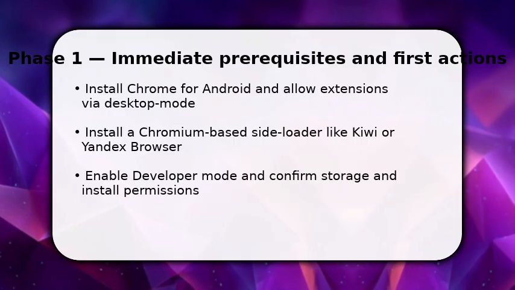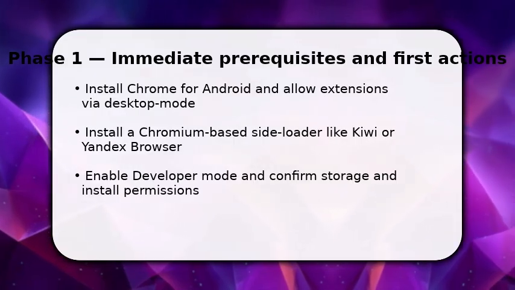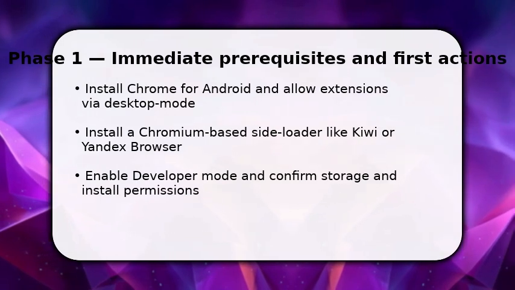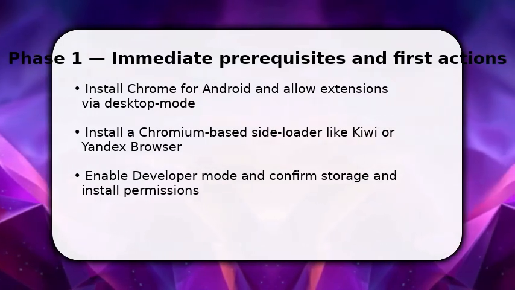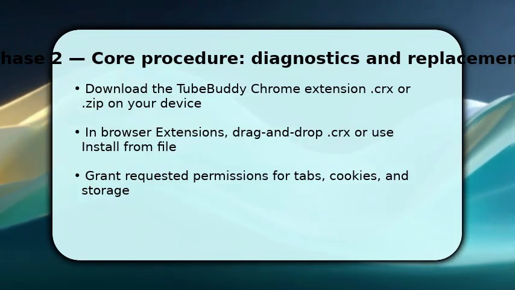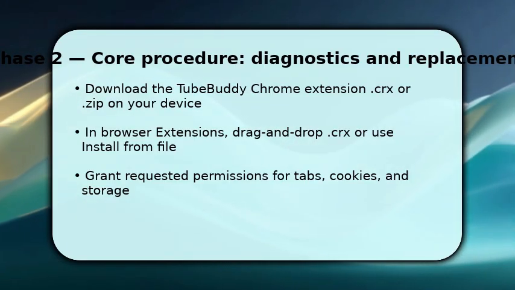Start by opening the browser's menu, choose Extensions or Add-ons, and prepare to sideload Tubebuddy. You're setting up the environment so the extension can run properly. Next, download the Tubebuddy extension file. CRX or zipped extension works.